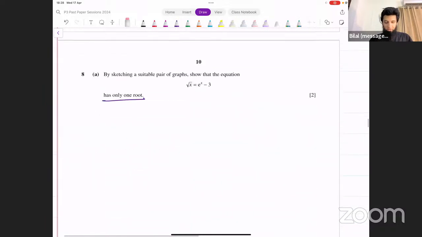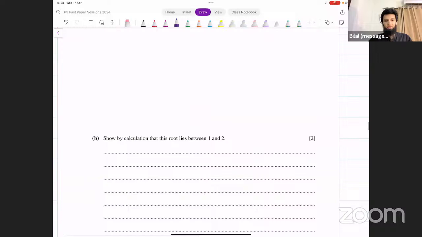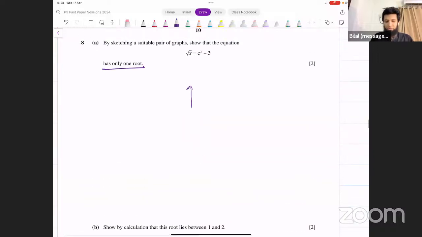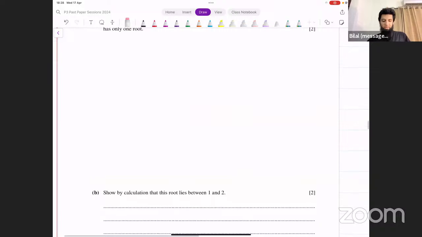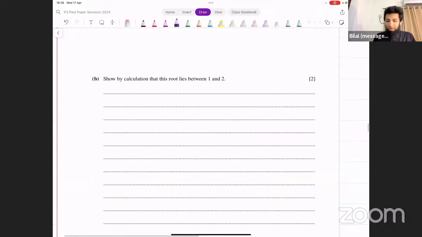Thank you. Question number 8. This is iteration. The part B onward is iteration. The first part is basically sketching from the logs topic, but the rest of it is iteration. Okay, let's look at the second part now. Okay, so it says show by calculation that the root of that equation lies between 1 and 2.